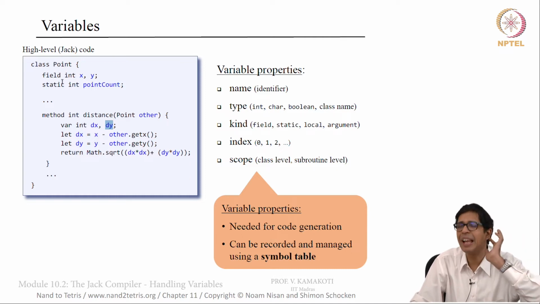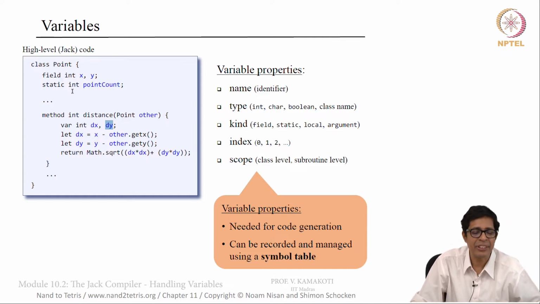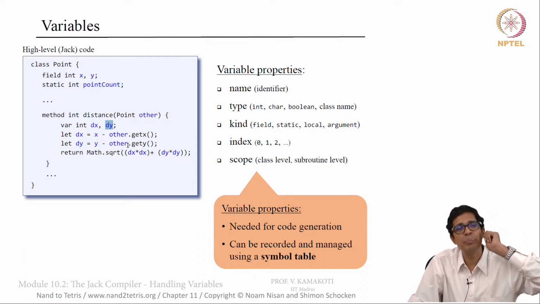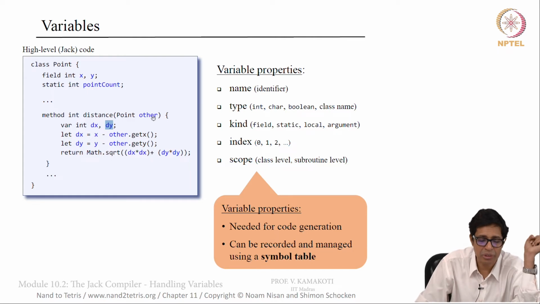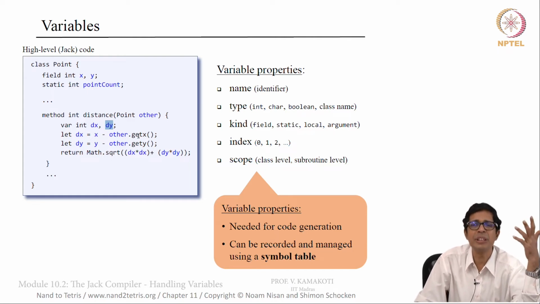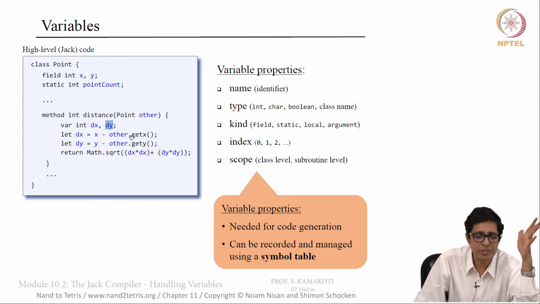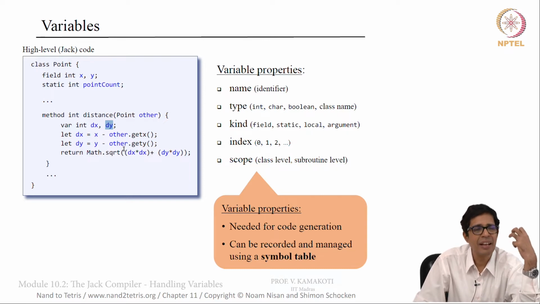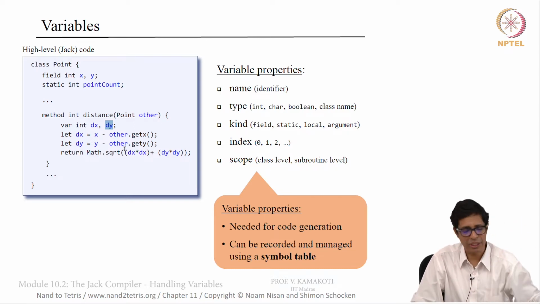So every Jack file will have one class, and while compiling that class I create one symbol table for the class variables, and that will exist till the entire compilation is over. And for every subroutine that we encounter, we will create a symbol table exclusively for that subroutine, and that subroutine symbol table will go away as soon as we finish compiling that subroutine. So for every fresh subroutine I encounter, whether it is a method, a constructor, or a function, I create a subroutine symbol table for each one of them.